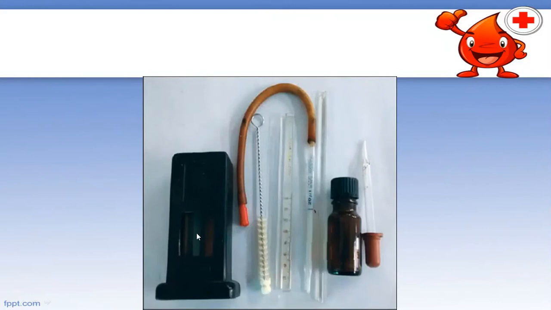These are the comparator, tube, pipette, stirrer, bottle for distilled water or 0.1 normal HCl, dropper. These are the Sahli's thermometer.